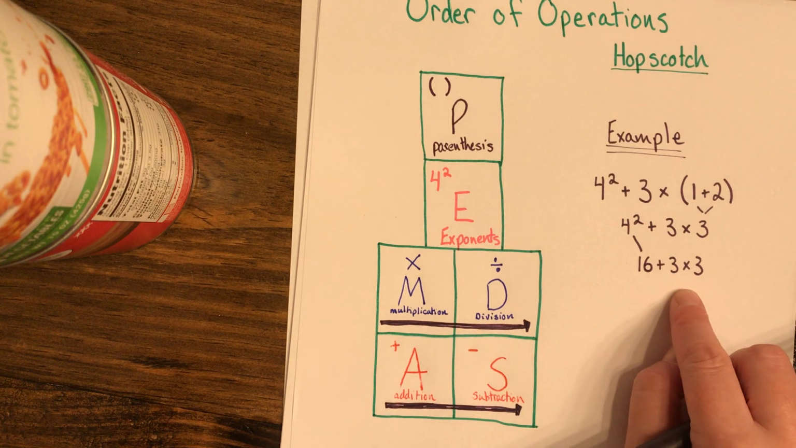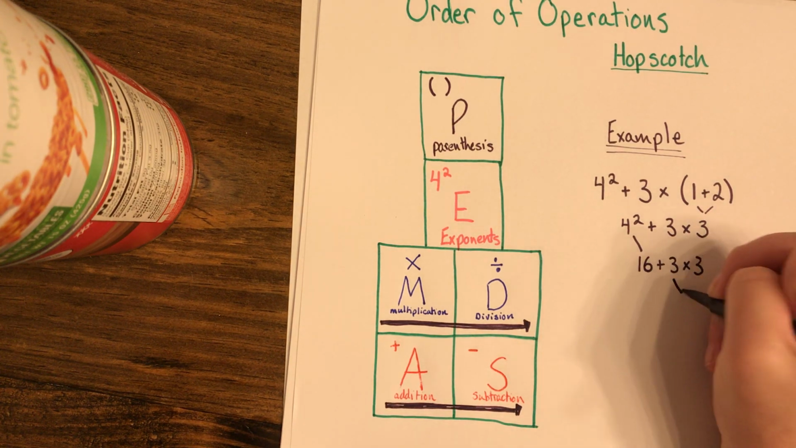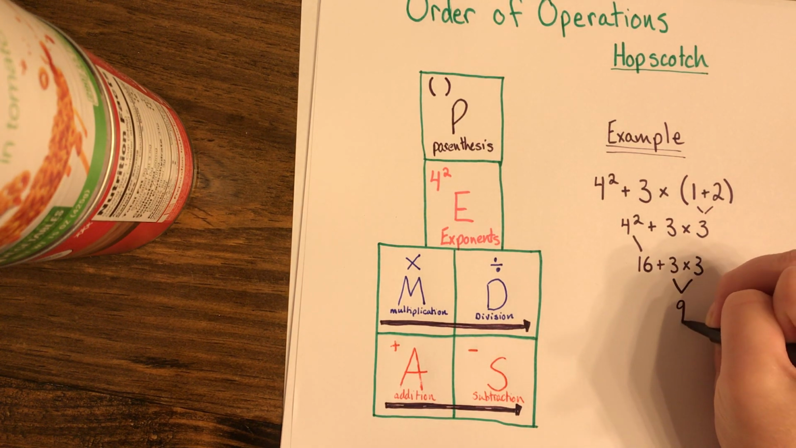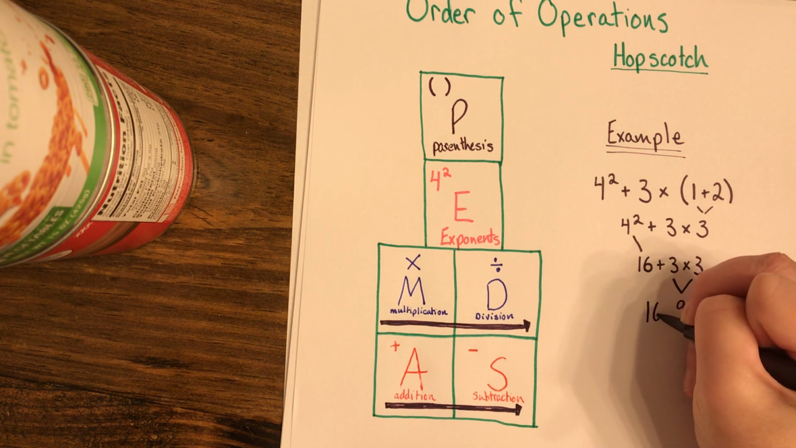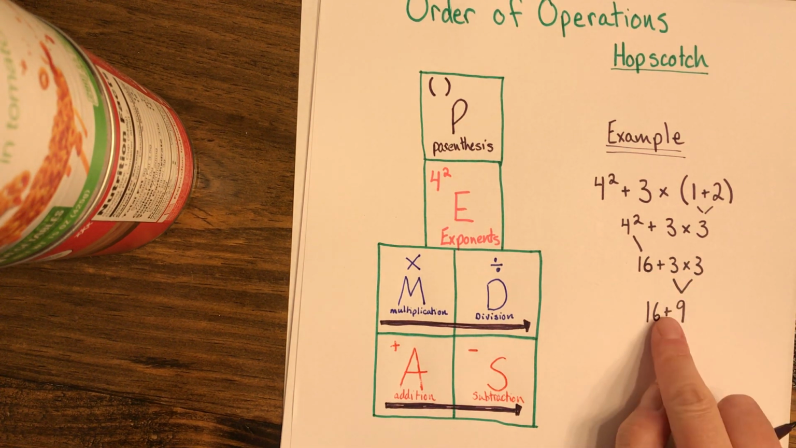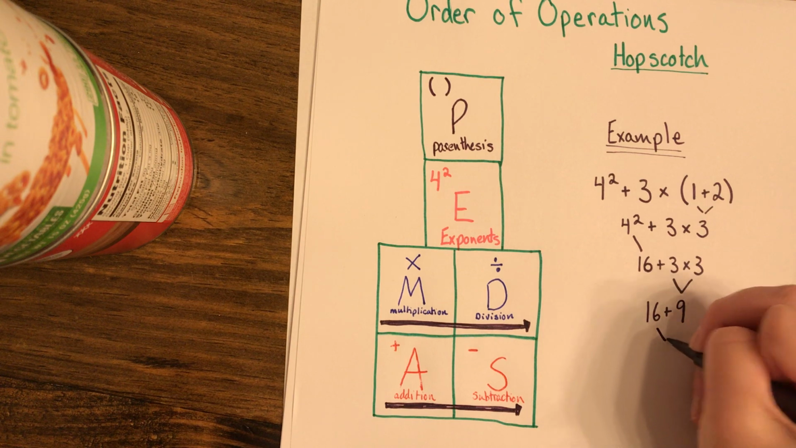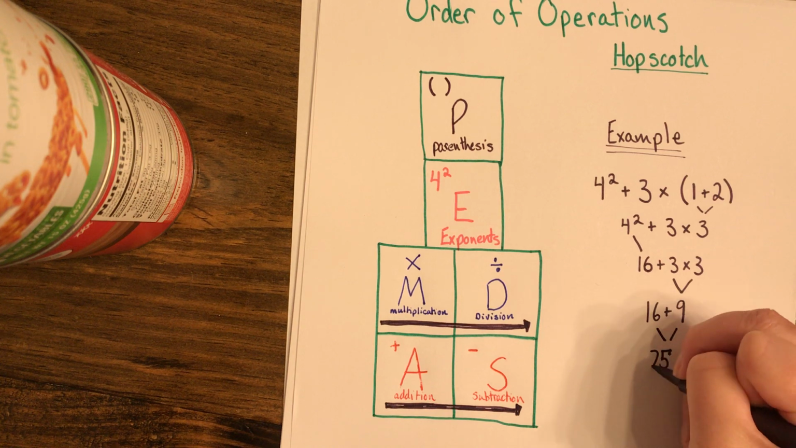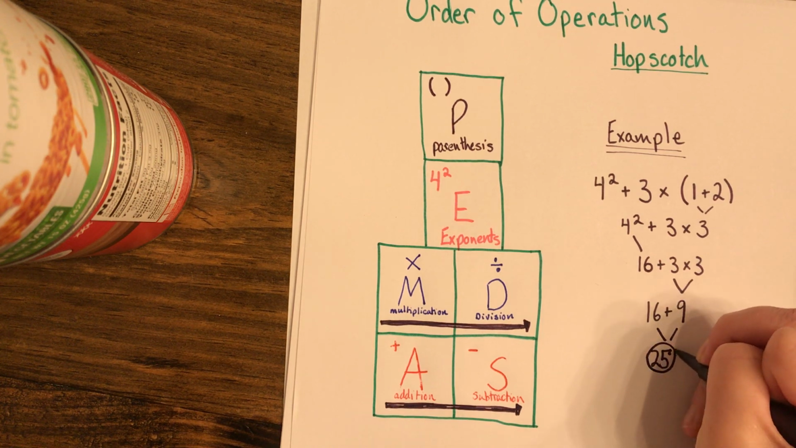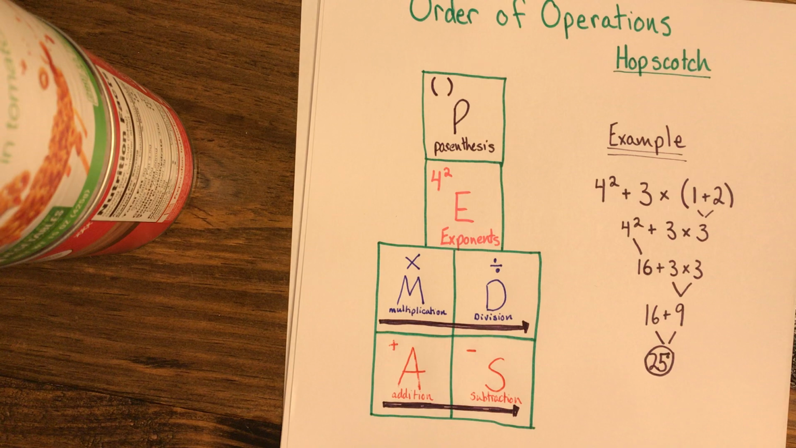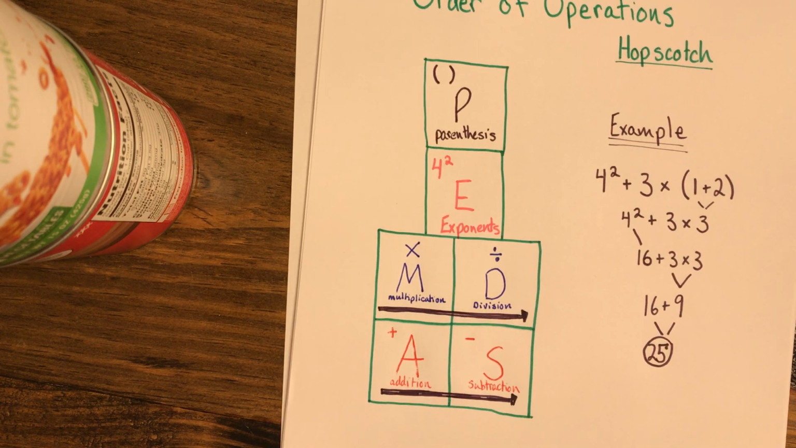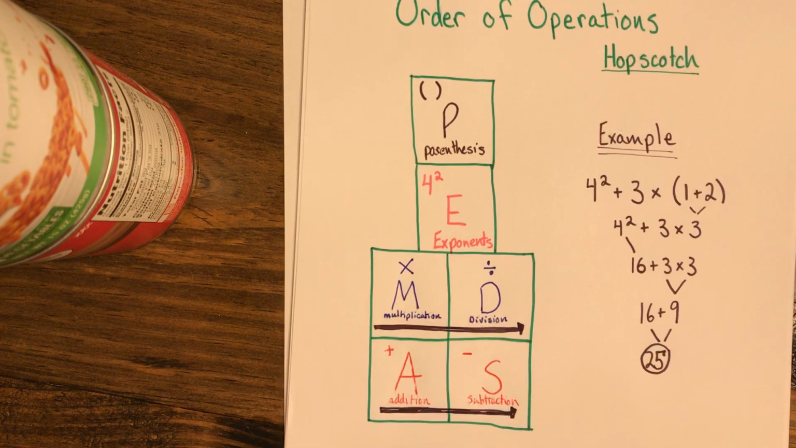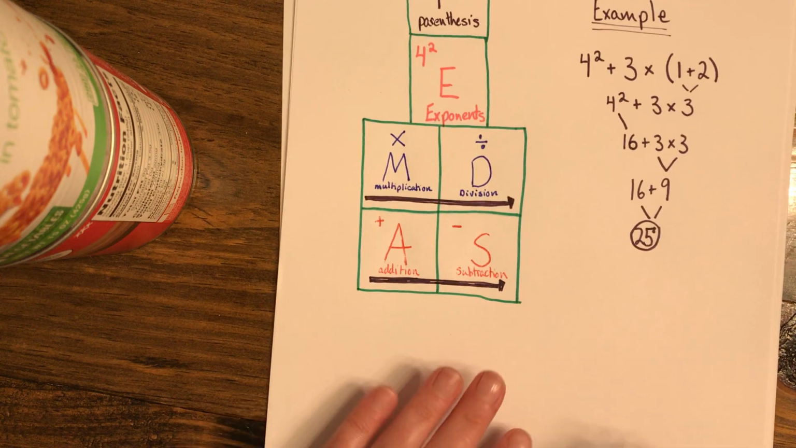So we're going to do the multiplication first. So 3 times 3 is 9. And then I've got 16 plus 9, and then I can do my addition. So 16 plus 9 is 25. And there is my answer, okay? Now, there's a few things that I want you to take note of. We're going to make 3 big bulleted stars down here.